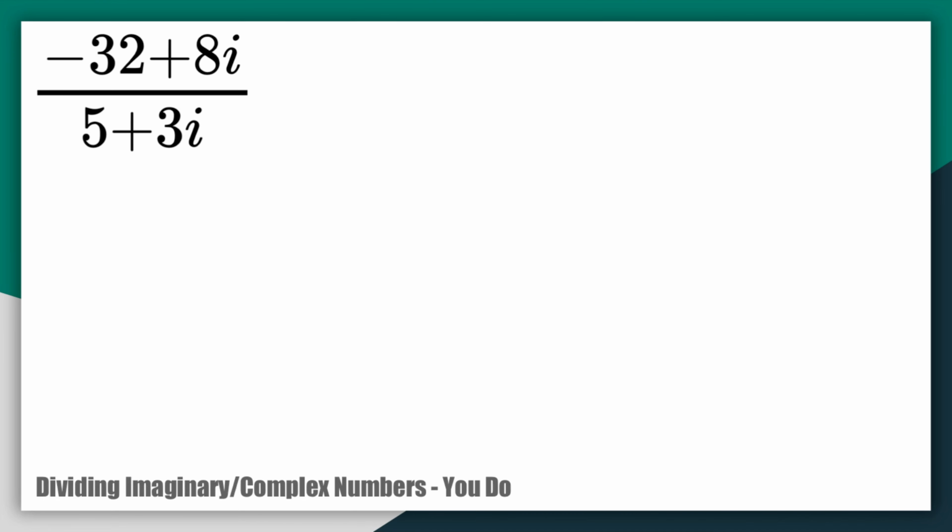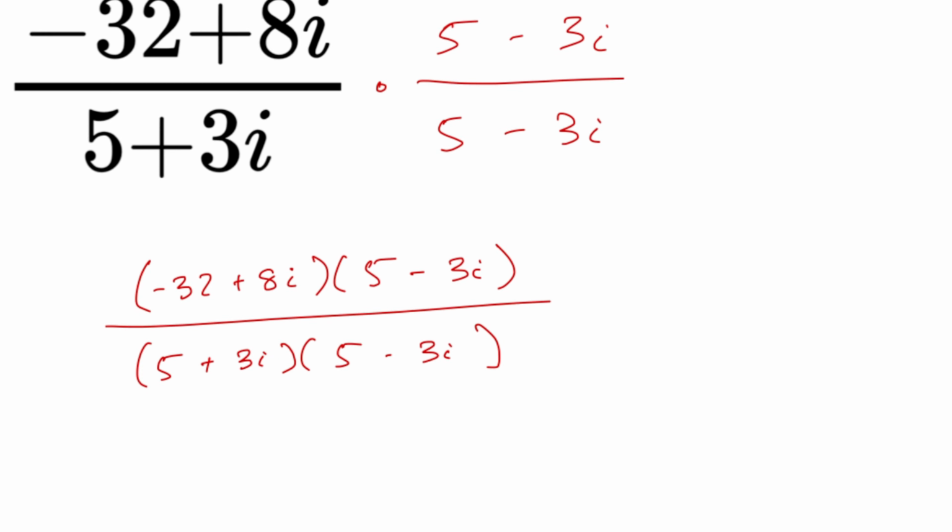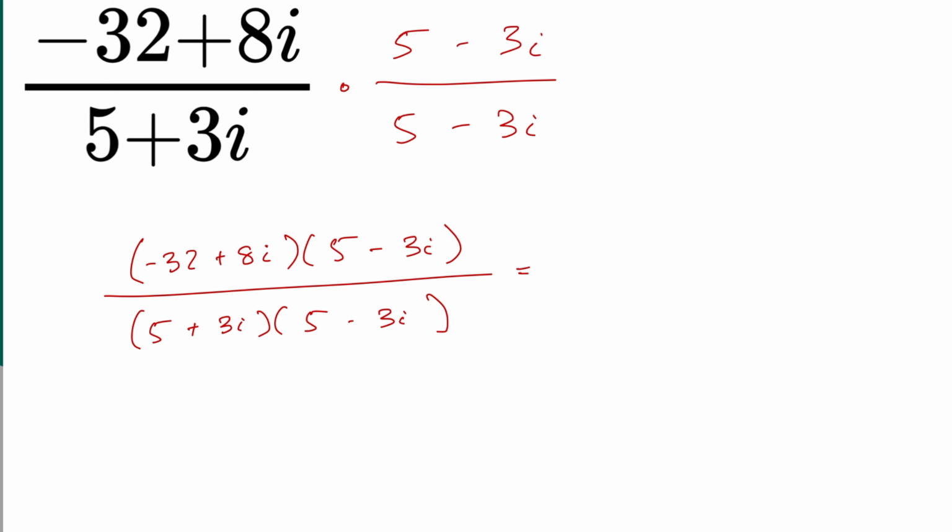Okay, so a couple things. The first thing we need to do is find the complex conjugate. It's the opposite: 5 minus 3i over 5 minus 3i. Once we do that, we go right into multiplying. We have negative 32 plus 8i times 5 minus 3i over 5 plus 3i times 5 minus 3i. And we're going to jump right into it.